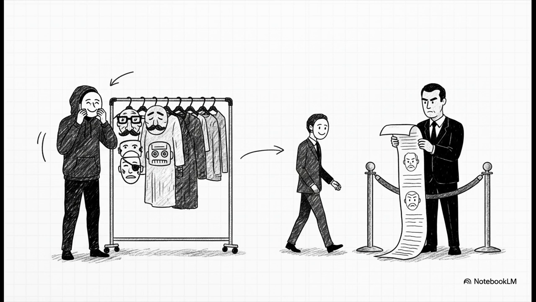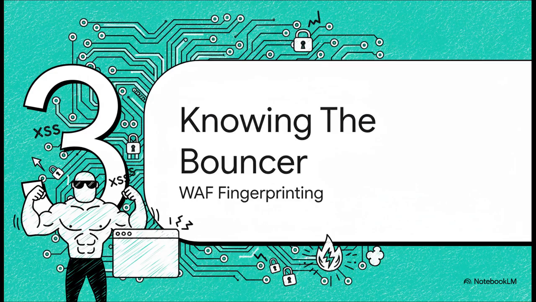But this creates a huge flaw. Attackers are constantly coming up with new disguises, and it's a never-ending game of catch-up to keep that blacklist updated with every single new threat. So, if you're an attacker, you know this. Your first move isn't to just rush the door. No, it's to figure out exactly which bouncer you're dealing with and which playbook they're using.